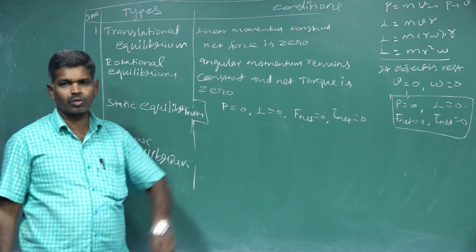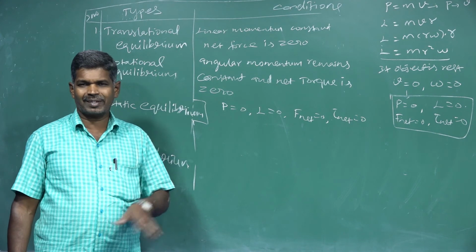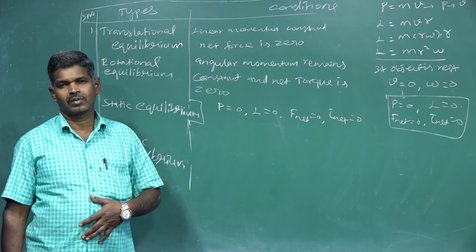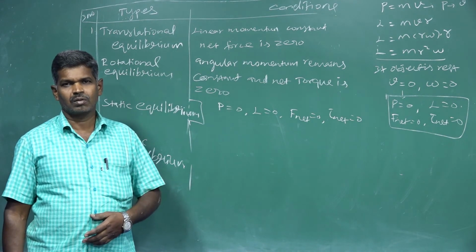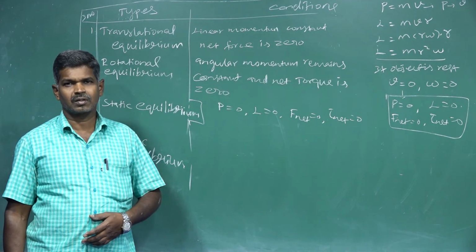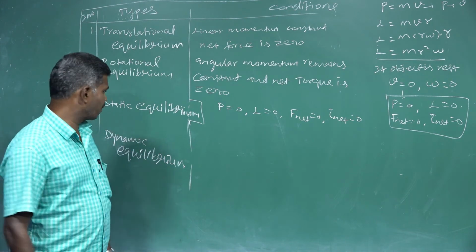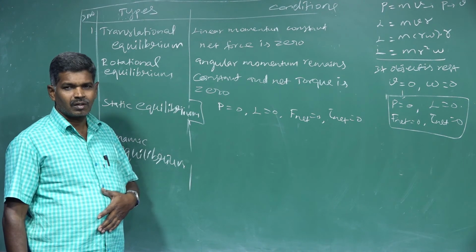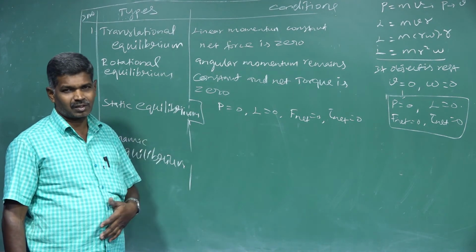Dynamic means in motion, but the velocity remains constant. Angular velocity also remains constant. That's why, if velocity remains constant, linear momentum remains constant.